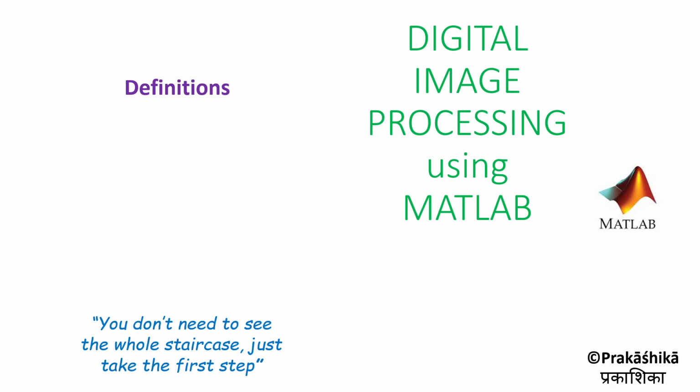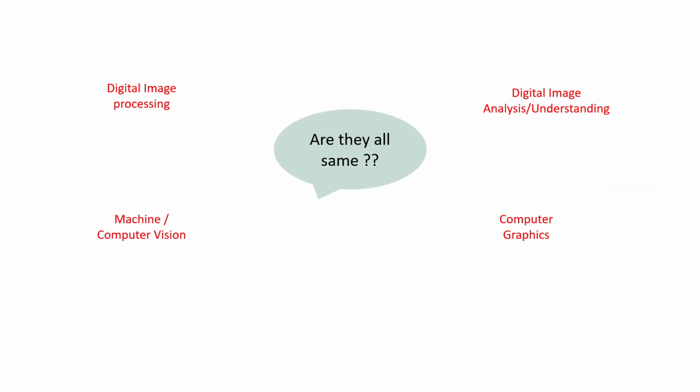Before we get into the definition of an image, there are few terms like digital image processing, digital image analysis, also known as digital image understanding, machine vision or computer vision, computer graphics. Are they all same? Because they are all related to image itself. Are they just synonyms for each other? Actually, they are not same. They are quite different, but there is no clear-cut borderline that these tasks come under digital image processing, these tasks come under computer vision.